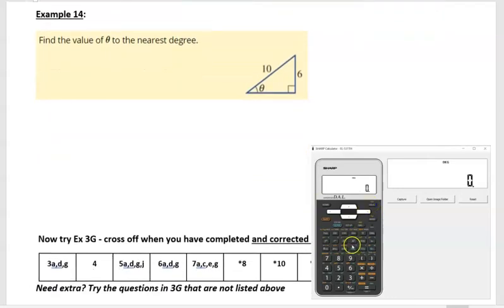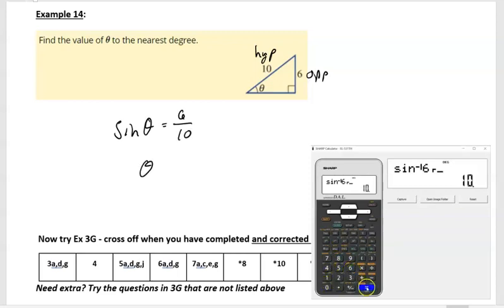And then we want to find the value of theta here to the nearest degree. So now we've got, what have we got? We've got an opposite side, and we've got the hypotenuse. So we're going to use sine, aren't we? So the sine of theta is equal to opposite over hypotenuse, which is 6/10.